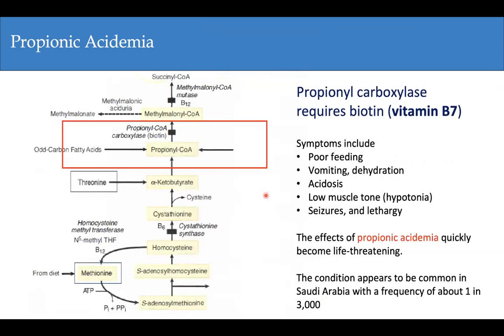Coming to propionic acidemia, this enzyme requires vitamin B7, but again, supplementing these patients with vitamin B7 does not really improve their symptoms. Symptoms include poor feeding, vomiting, acidosis, low muscle tone, hypotonia, seizures, and lethargy. This condition, although it's autosomal recessive, appears to be more common in Saudi Arabia, with the frequency about 1 in 3,000.